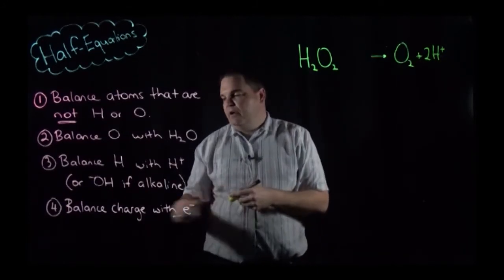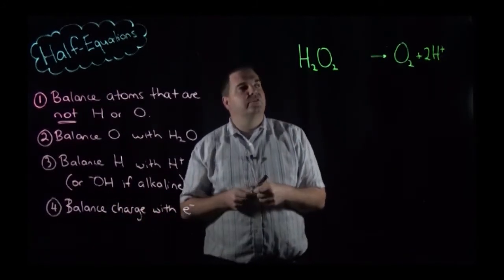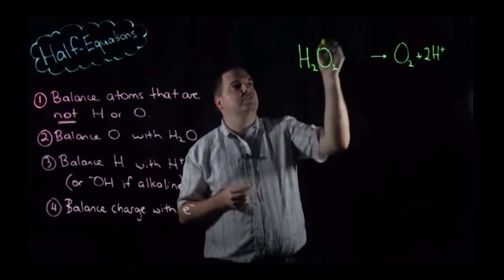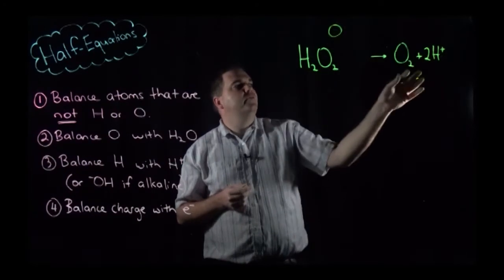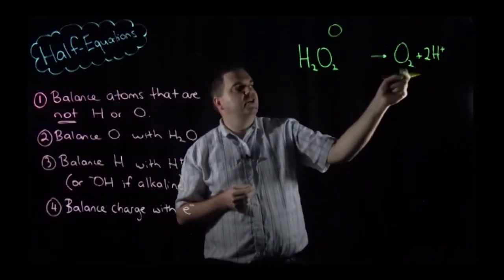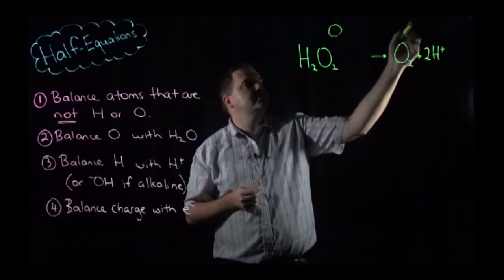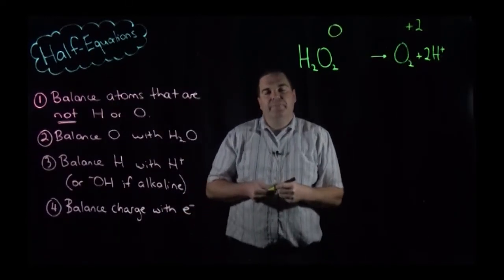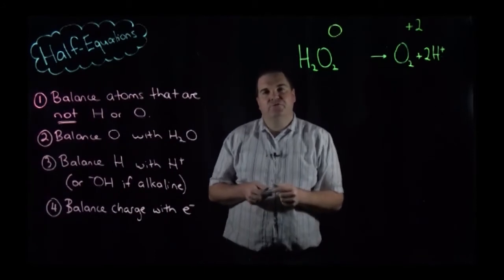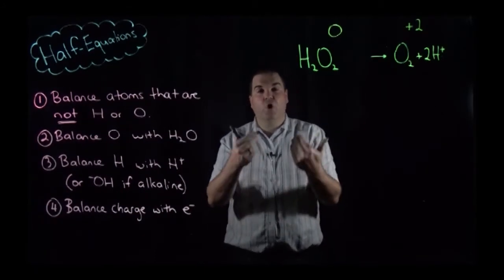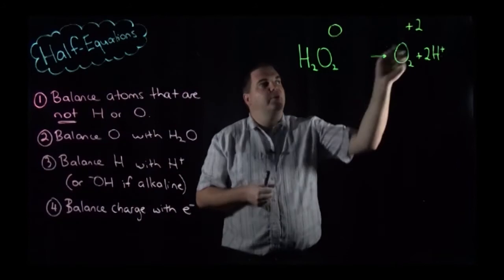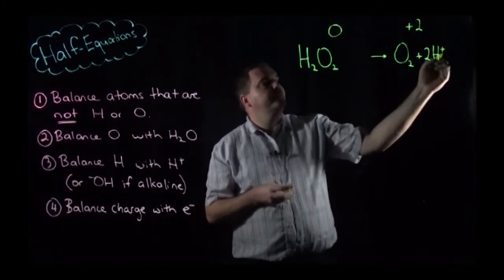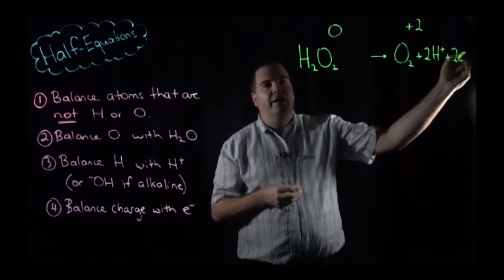Then the final step is balance your charge with electrons. Well, overall on this side, we've got no charge on the hydrogen peroxide. So the charge over here is 0. On this side here, we've got no charge on the oxygen, 2 lots of 1+. So overall the charge there is +2. Now, to balance out our charge, we can only add in electrons which are negative. So remember what it says, we can only bring the number down. So we can only make a +2 go down to 0. So the way we do that is we add in 2 electrons.